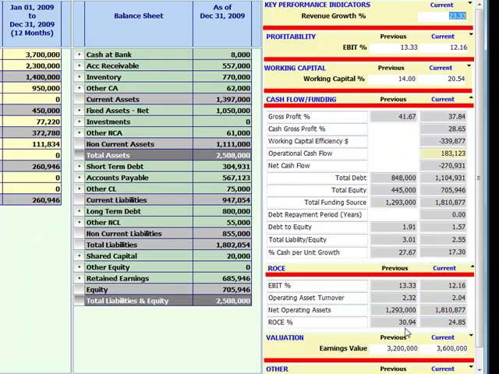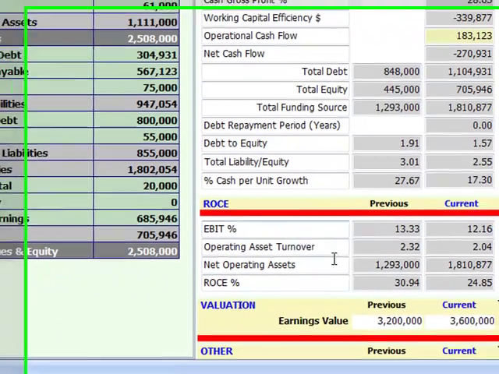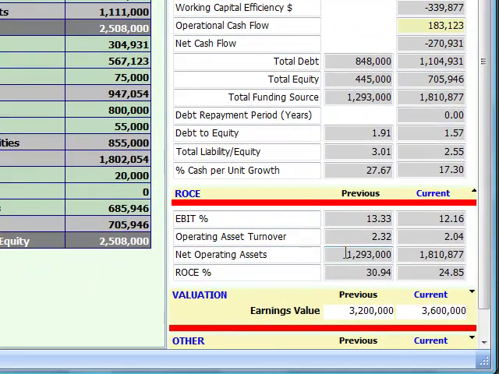So previously our return on those funds, as measured by our earnings before interest and tax divided by those net operating assets, produced a return on the invested dollar of 30 cents per invested dollar, slightly declining to 24 cents per invested dollar. So now we have a position where we can actually compare the return on the total funding base.